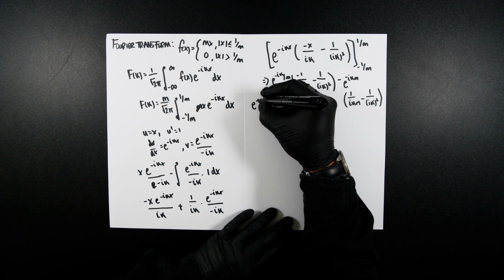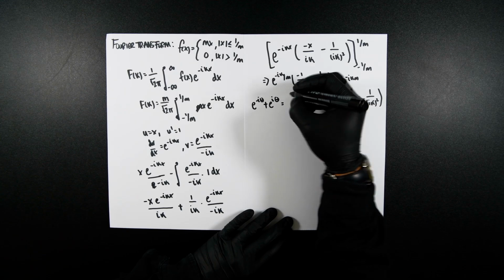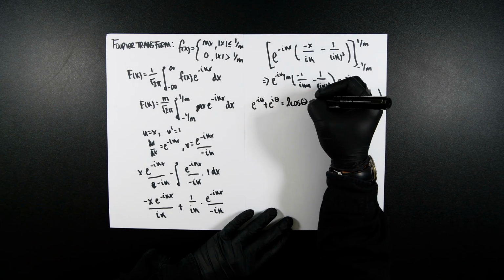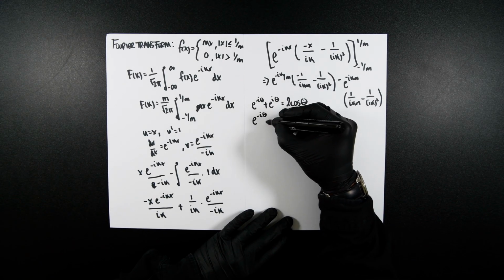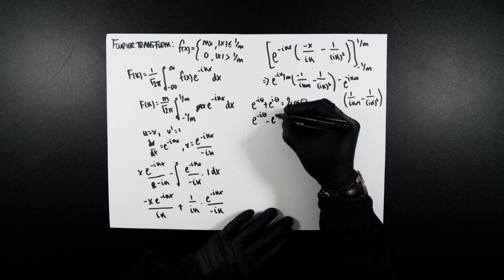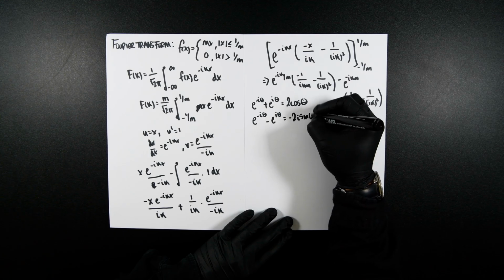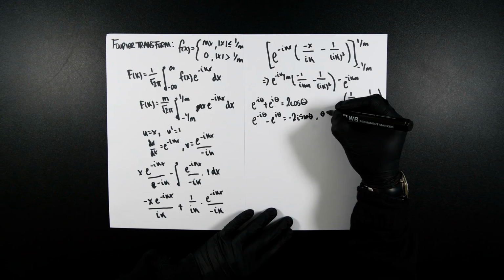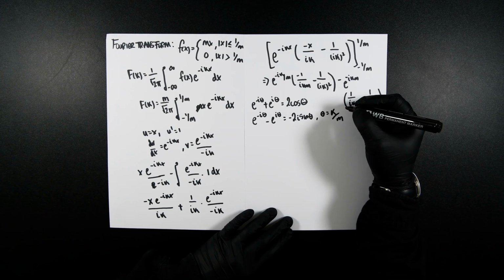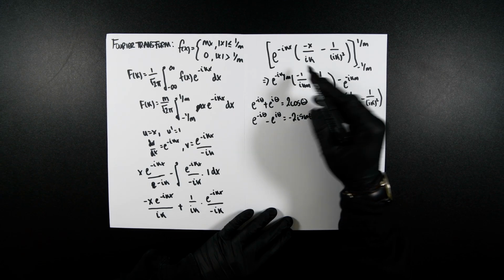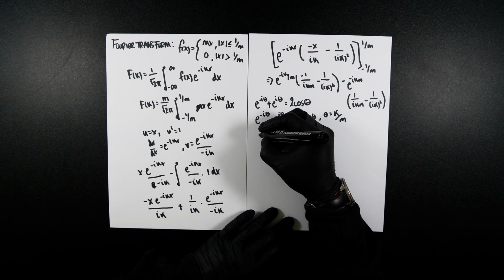So then we have e to the minus i theta plus e to the i theta, which equals 2 cos theta. And then there's another one where instead of there being a positive here, there's a negative. So that's going to be e to the i theta minus e to the minus i theta, which equals 2i sine theta, where theta obviously equals k over m.